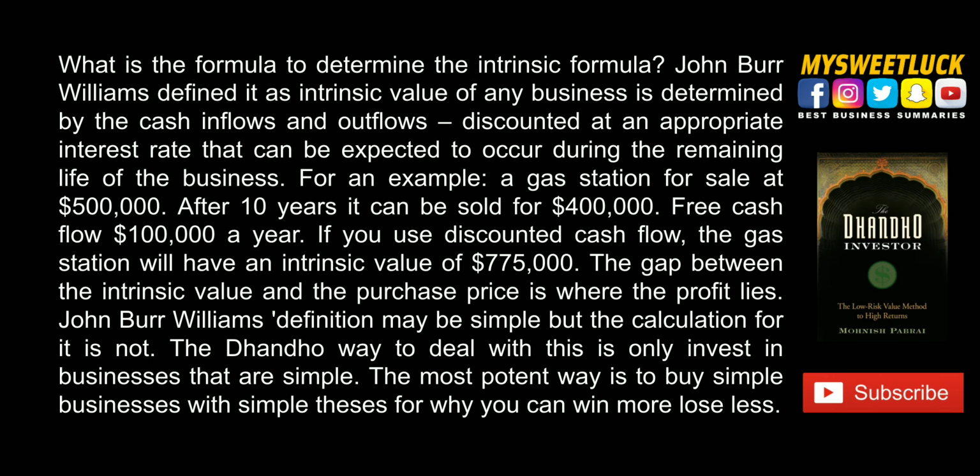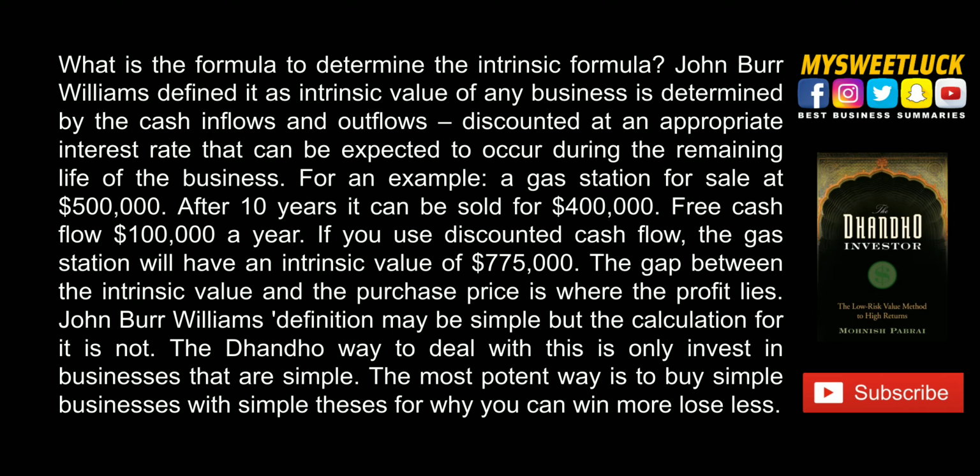So let's get started. All right, what is the formula to determine the intrinsic value? John Burr Williams defined it as: the intrinsic value of any business is determined by the cash inflows and outflows, discounted at an appropriate interest rate, that can be expected to occur during the remaining life of the business. So in short, DCFs, discounted cash flows, are the way to determine the intrinsic value of a business.